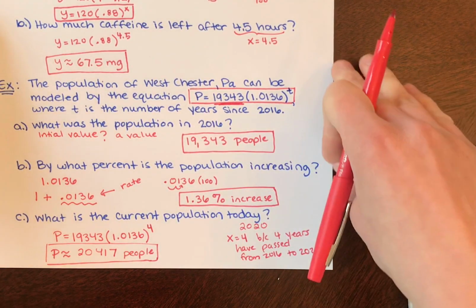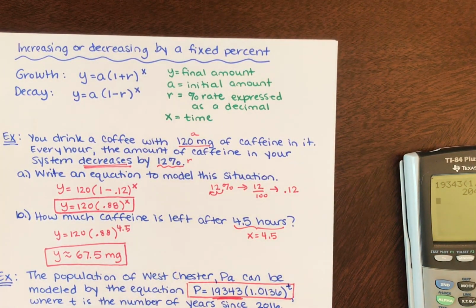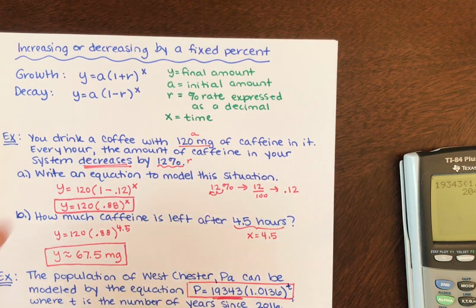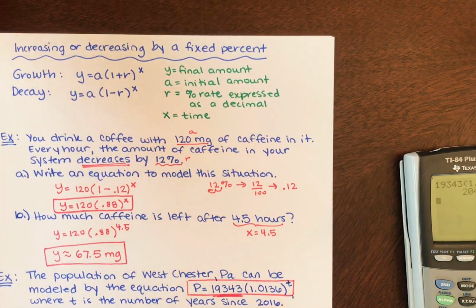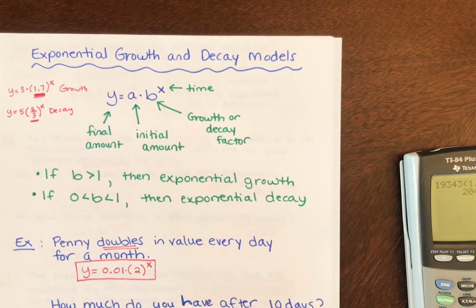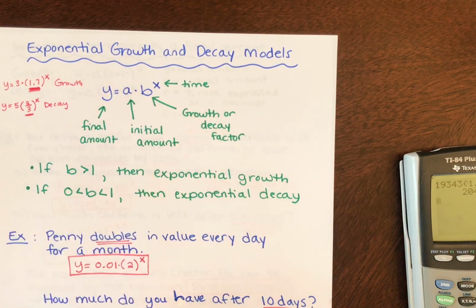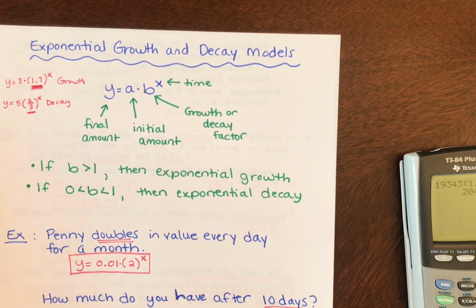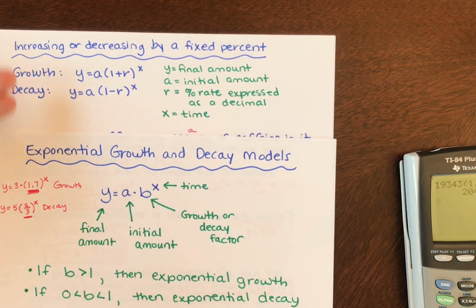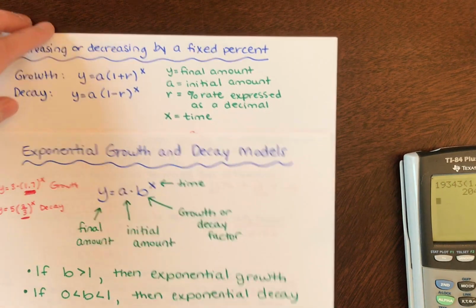All right, so you want to use these formulas if you are doing exponential growth or decay by a fixed percent. So as soon as you see your problem has a percent, you want to follow these formulas. If your problem is talking about doubling, tripling, cutting something in half, you can just go right to this formula where your B value is that actual growth or decay factor. So just keep in mind there's a difference between percents and if something's just doubling, tripling, and so on.